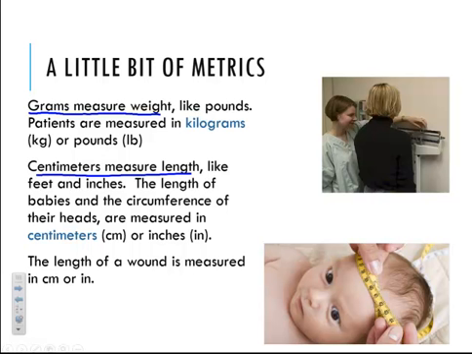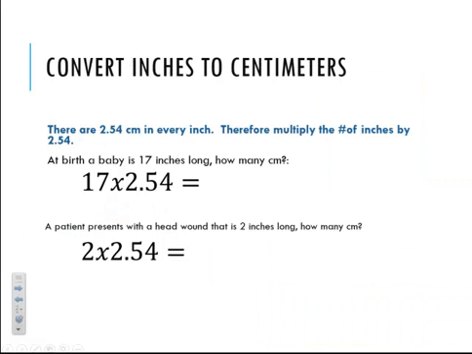The length of a wound is measured in centimeters or inches as well. So to convert inches to centimeters, you want to remember 2.54, because there's 2.54 centimeters in every inch. So we multiply the number of inches by 2.54. So we have a baby that was 17 inches long when it was born, and we multiply the 17 times 2.54, and the answer to that is 43.18 centimeters.